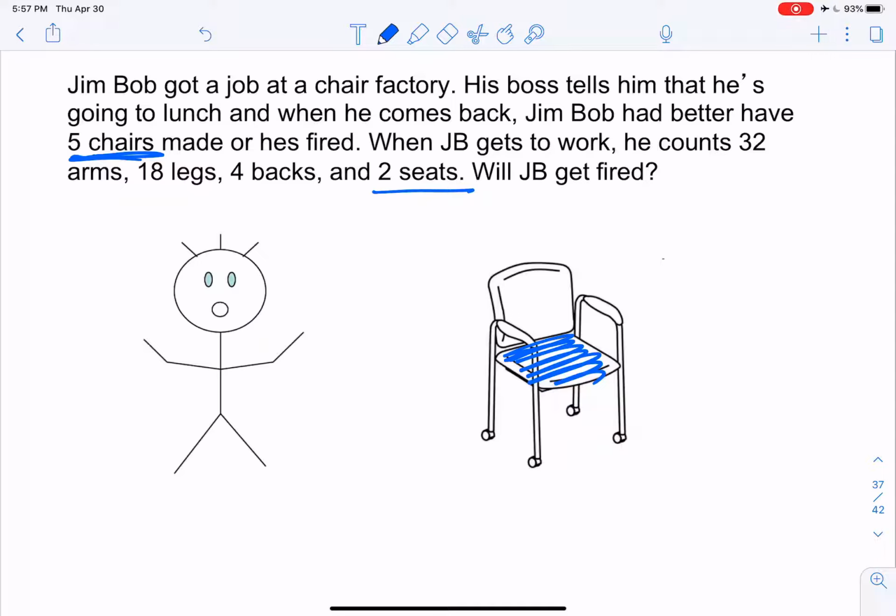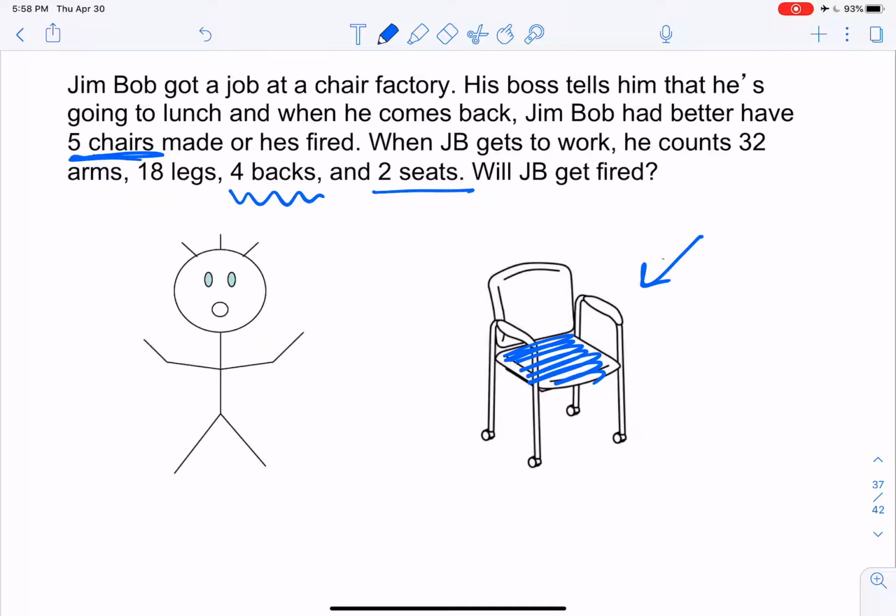But what we've come into contact with here is something called the limiting factor. Now, what is going to limit the number of chairs that Jim Bob can make? Well, it's the seats right there. We only have enough seats to make 2 chairs. We can also look at the backs there. We've only got 4 backs and we want to make 5 chairs. Probably chairs that look like this because that's what's in the picture and not chairs with no backs on them.